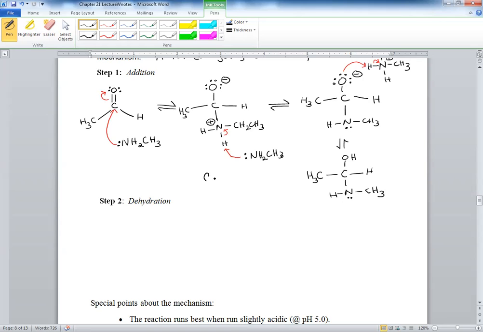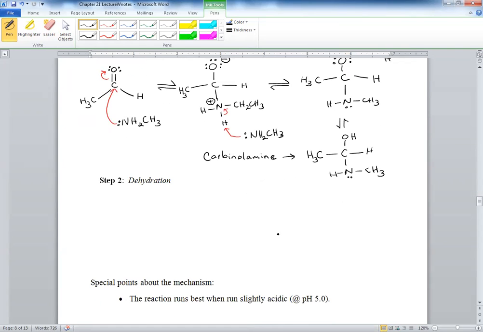This allows me to write it. This is called a carbinolamine. A carbinolamine. This right here. So it's analogous to a hemiacetal. Very well. So that's the addition portion. Now we need to talk about dehydration.